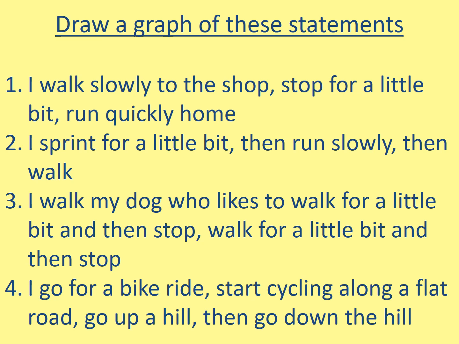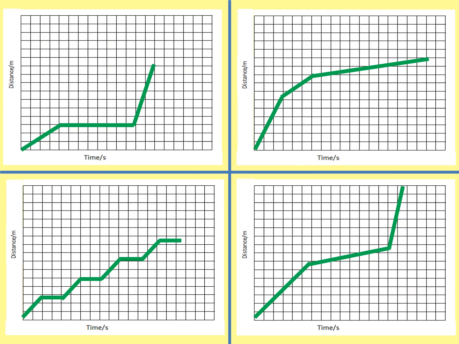Next, I would like you to divide up your page into 4 sections, just like I've done here. And then you're going to draw a graph for each of these statements or each of these journeys. So pause the video and do that now. Okay, pause the video to check that you got a similar graph to these ones. Now, the length of time for each section doesn't really matter. It's the relative speed or the relative gradient that you're showing.